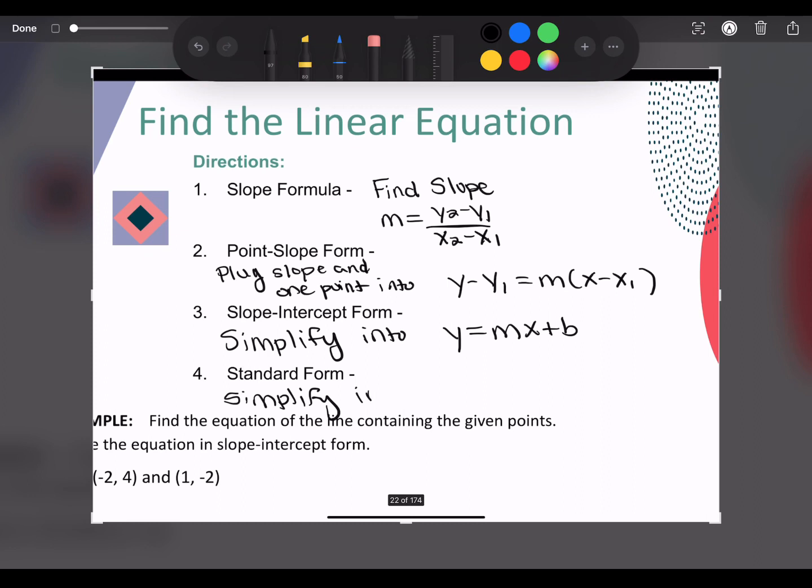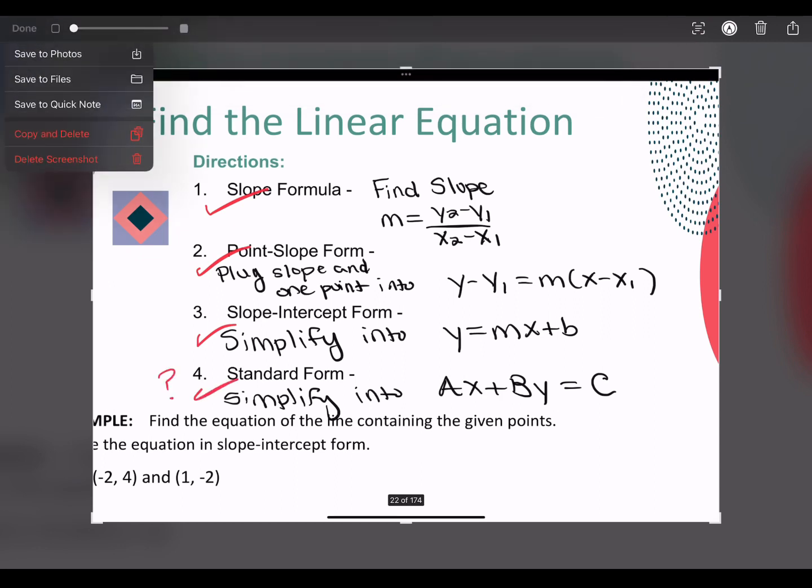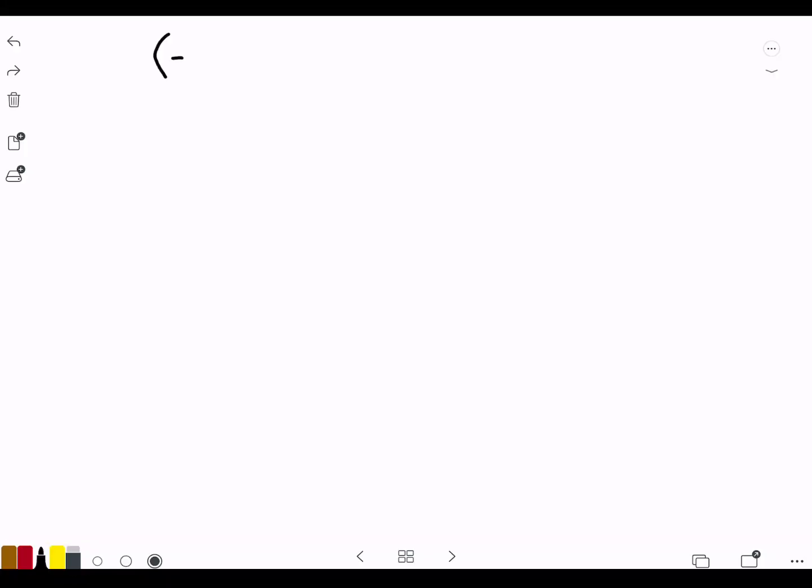Now, number 4, sometimes you may want to simplify into the standard form. Standard form is just when you have your x and y on one side. Usually no fractions are in the standard form. Standard form is ax plus by equals c. Sometimes you want it in that form. I'm not going to say all the time, just sometimes. So let's do an example to bring this all together.